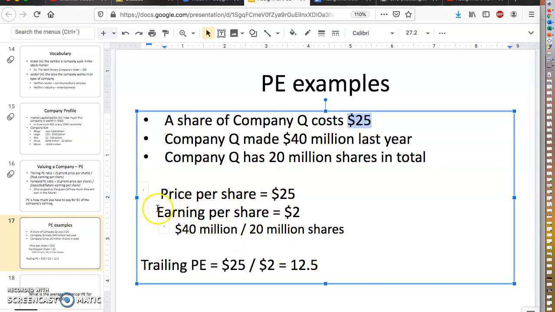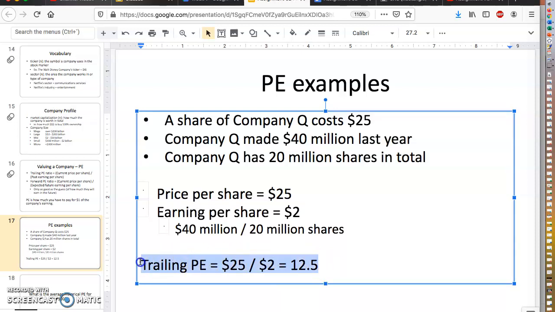Okay, and to get their earnings per share, all you have to do is divide how much they made last year by how many total shares. So $40 million, 20 million shares. When you divide that, you get $2. So they made $2 for each share. Okay, and since we are looking at how much they made last year, this is talking about trailing PE, because this is looking into the past.